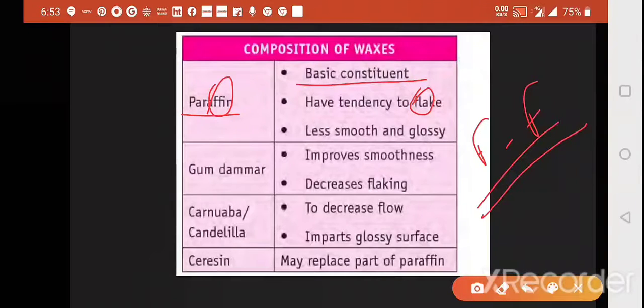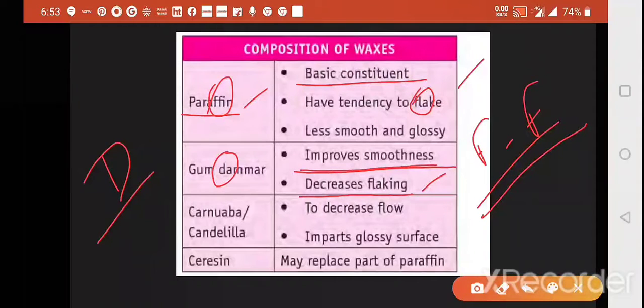Fine. But next comes your gum damar. So you can remember D. By D you can say it decreases flaking. So when you come to know gum damar decreases the flaking, paraffin has a tendency to flake, the things are clear. 3 points are clear to you out of 5. And gum damar, you have to remember that it improves the smoothness. This is the point you have to remember. The rest you have remembered all.